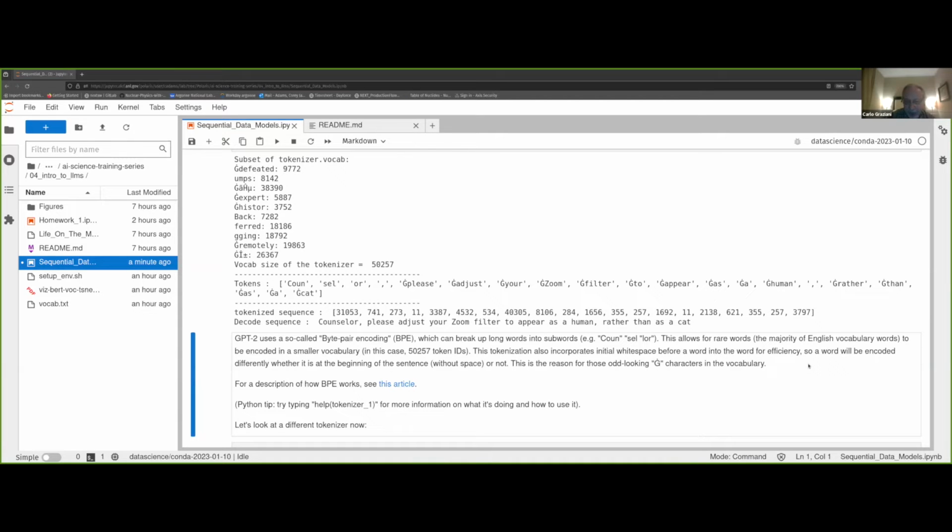And you see that a lot of them start with this Unicode G in front, and then it gives you the token IDs, and then it decodes it, okay? So what's going on here? This is not a naive word encoding. This is a clever encoding called byte pair encoding.